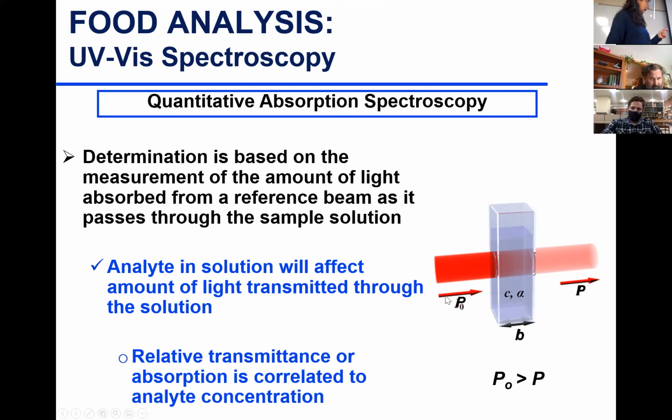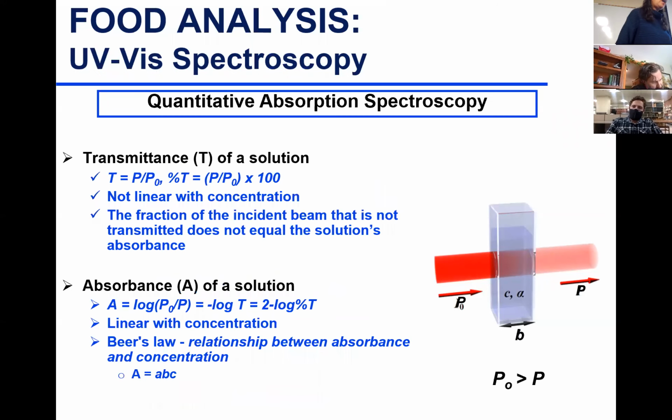So what we do, we correlate transmitted light to analyte concentration, or we correlate absorption to the concentration of the analyte. And what we do is the latter, correlating the absorption to the concentration, because that's a linear relationship. And I'll explain why absorption has a linear relationship while transmission does not. So transmission is basically the ratio of the exiting beam to the incident beam, or percent transmission, which is also that ratio multiplied by 100. It's not linear to concentration. Why? Because the incident beam minus the exiting beam is not equal to absorption.